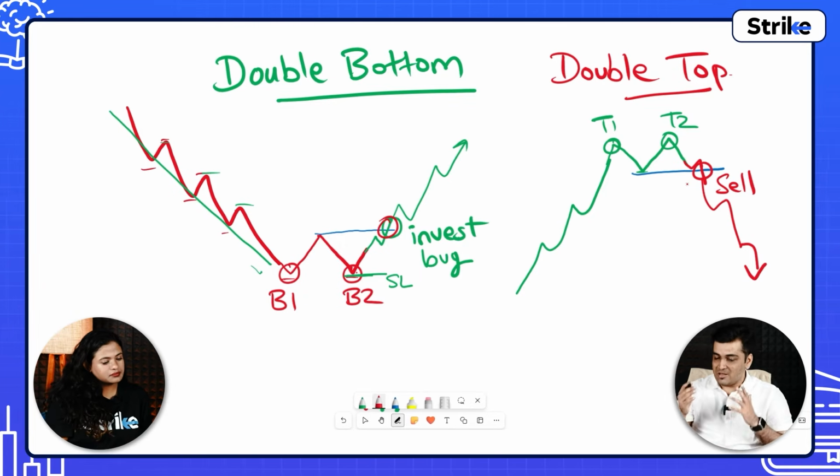Whenever there is a breakout, the first confirmation is price. So price is telling you something, and that needs to be confirmed with volumes first, and then probably other indicators if required. Let's look at the example very quickly.